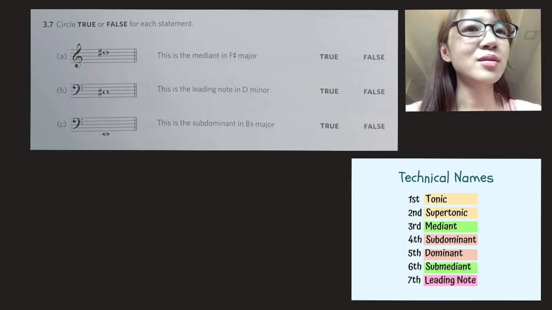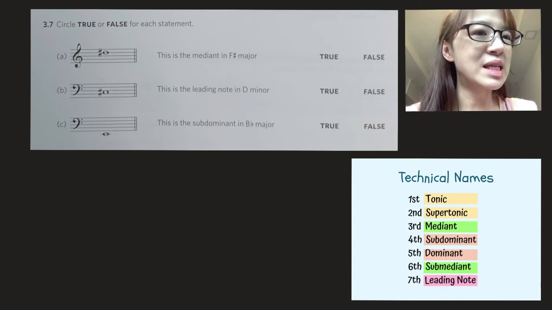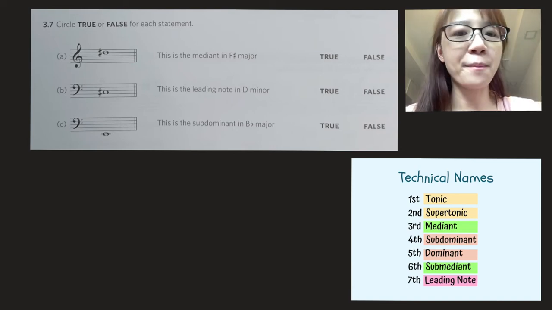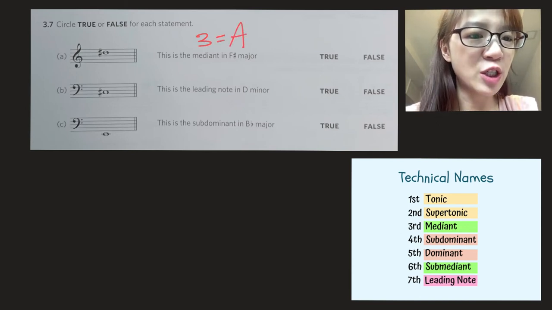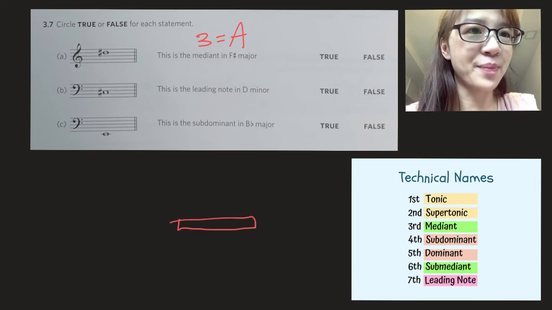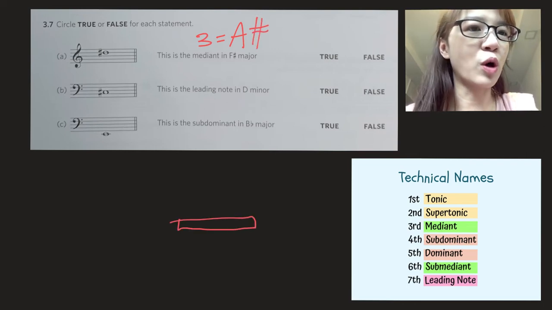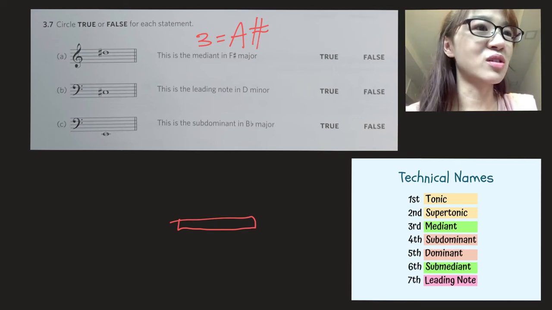For this question, students need to know about the technical names. For example, what is median? Median is the third note in F sharp major. So the third note of F sharp major is A. In the F sharp major, here we have A sharp. So okay, this is not A sharp, so it's false.